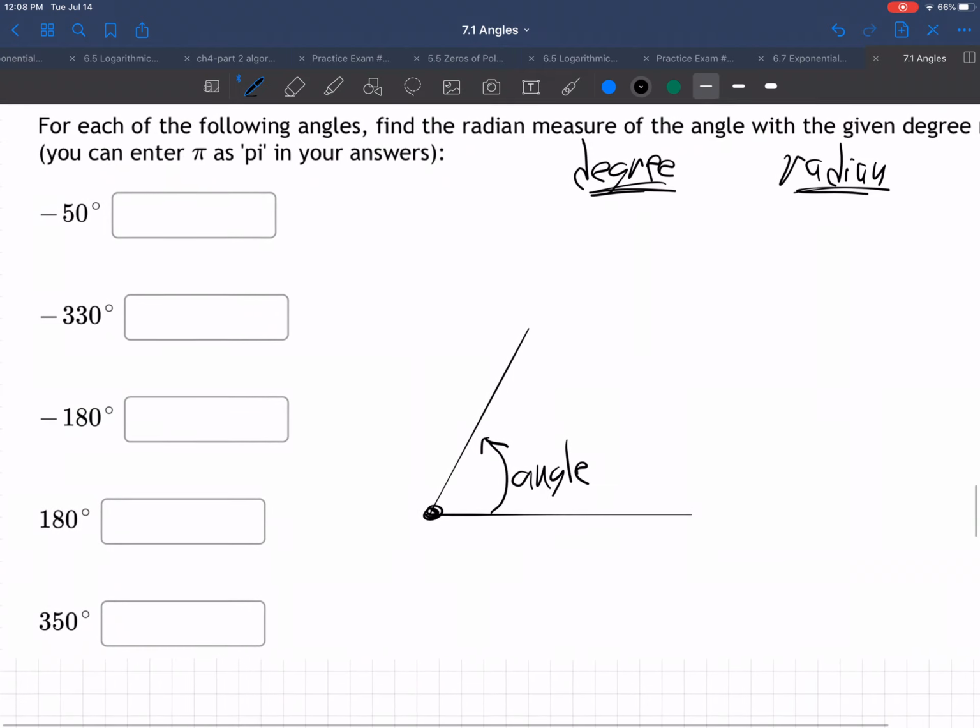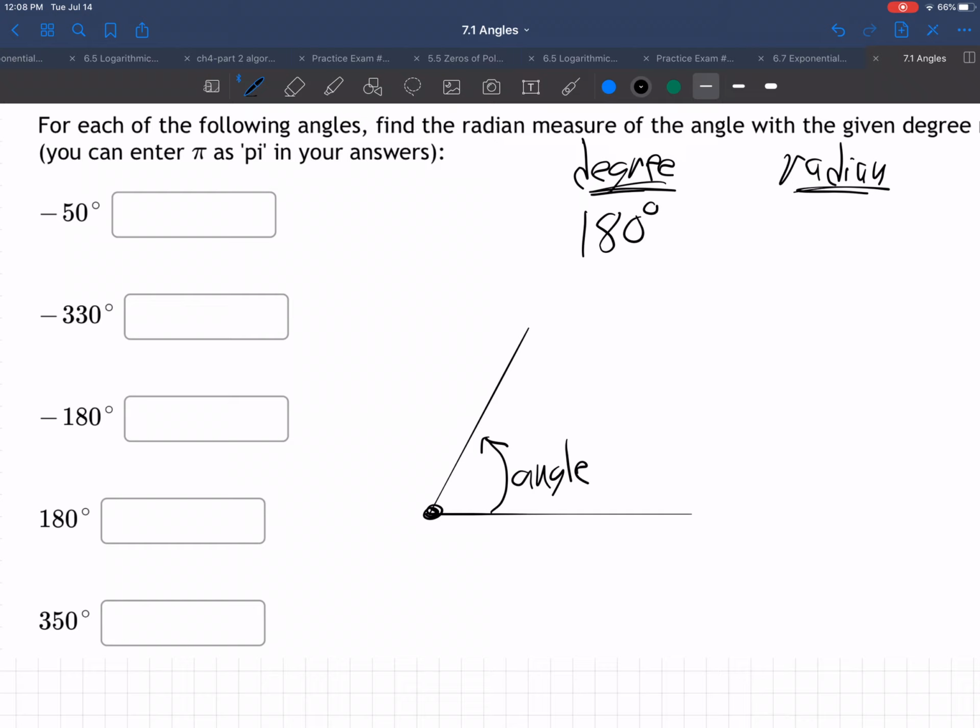And the bridge, the connection between the two worlds is the following. 180 degrees is equal to pi radians. That's the easiest connection to make. So 180 degrees, that's halfway around, isn't it?